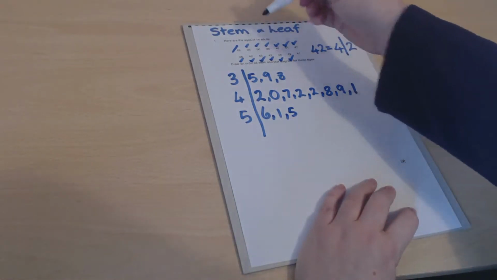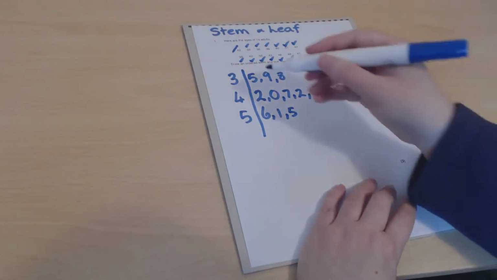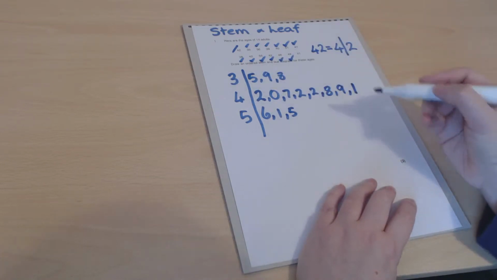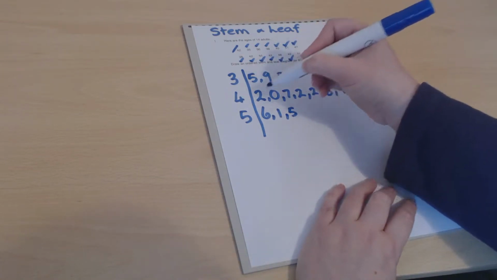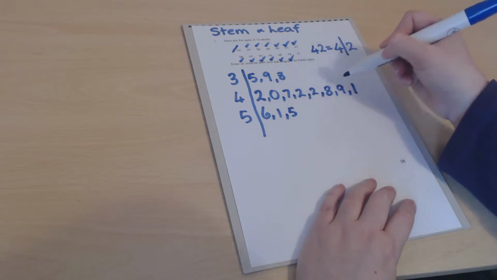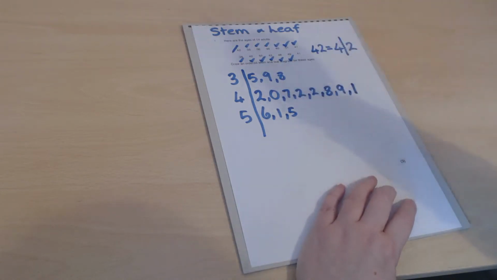Now it tells us here that there were 14, so it's a good idea to count up your diagram and make sure you still got 14. So 1, 2, 3, 4, 5, 6, 7, 8, 9, 10, 11, 12, 13, 14.